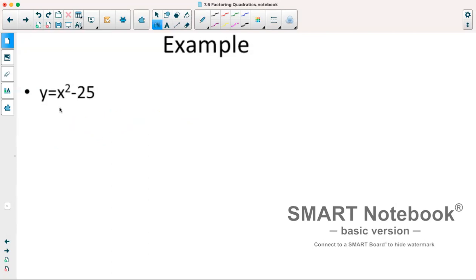So here's another example. We've got y equals x squared minus 25. So once again, difference of squares. Because we don't have that middle term, the square root of x squared is x. The square root of 25 is 5. So one will be positive, one will be negative.